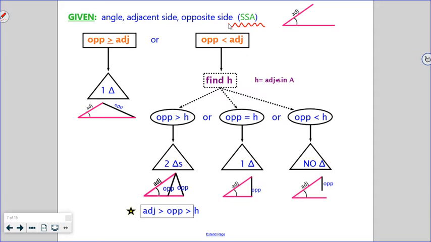The little pictures at the bottom are just kind of to help you visualize what's going on, not something that you necessarily have to memorize. And the little star there that says adjacent is greater than opposite is greater than height, that might be something you just kind of focus on. Please understand that yes, I'm giving you this study tool, but you do not get notes for your quiz on Monday, so at some point you're going to have to find a way to remember that one rare case that we have two triangles. And there it is. The adjacent side is bigger than the opposite is bigger than the height.